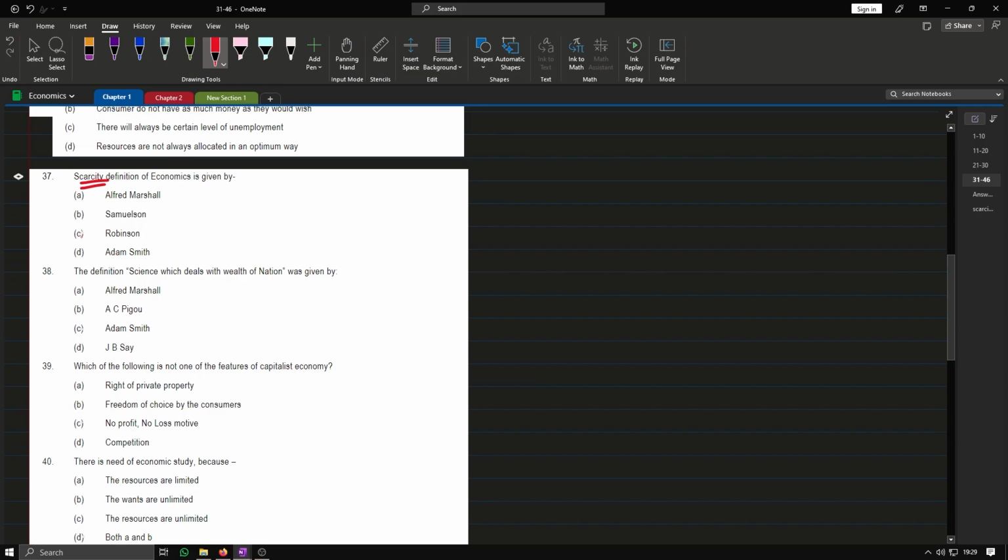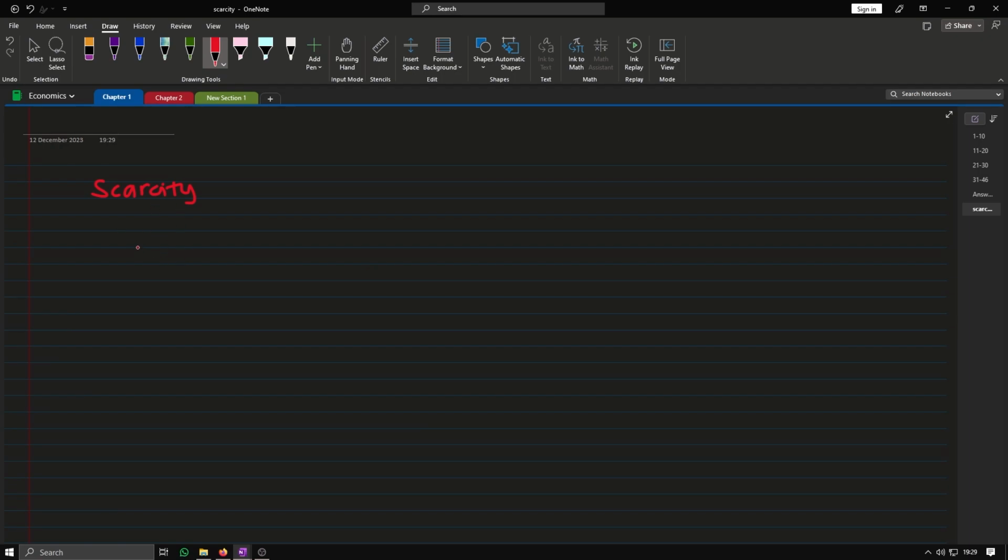So here let me just say who gave that first. Robinson is the one who gave that. So let's check his definition. So Robinson said that science which studies human behavior as a relationship between ends and scarce means which have alternate uses. Robinson's word actually is based on a few assumptions. The ends are various. Here, what are ends? Ends means wants. Human wants are unlimited. This is his assumption. And means are limited.